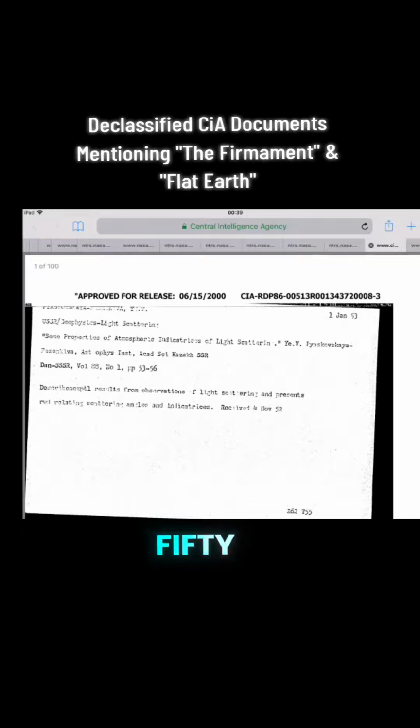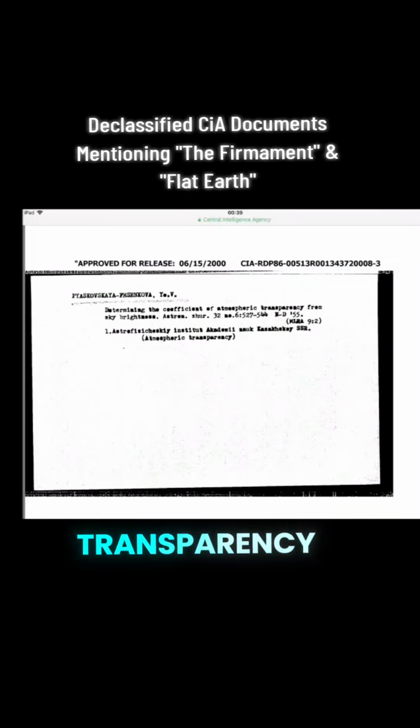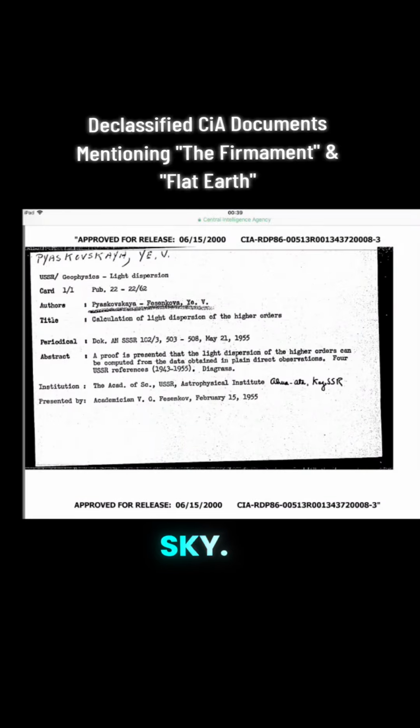This is done in 1957, but it shows you that even at that time the Russians knew there was a firmament. Determining the coefficient of atmospheric transparency from sky brightness. And you'll see they use several methods to actually determine differences of light in the sky to identify the firmament.